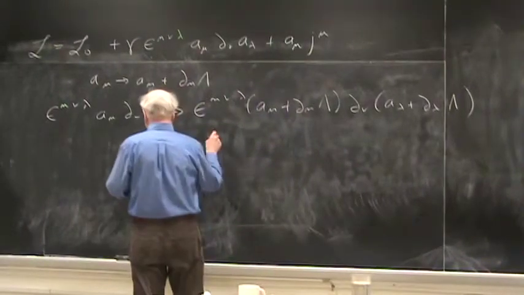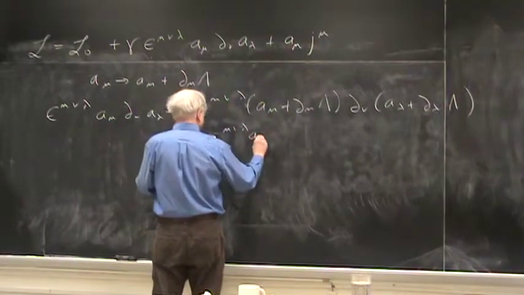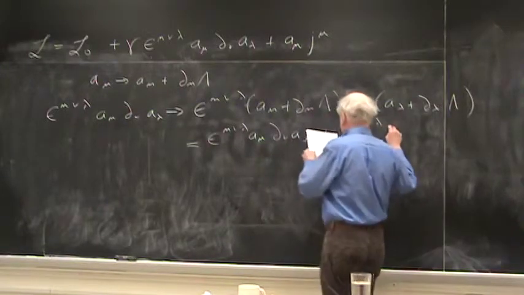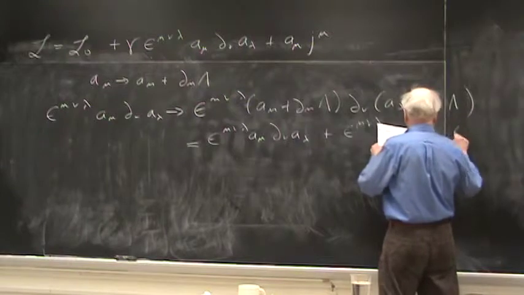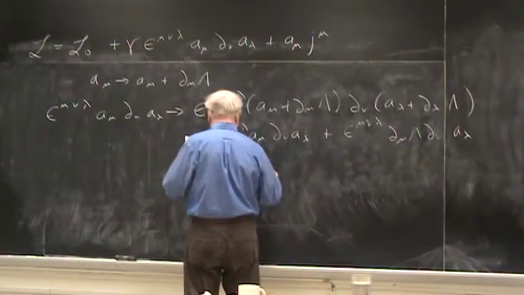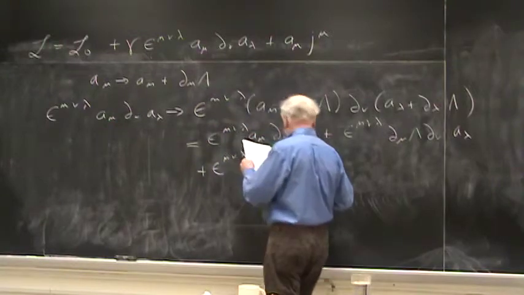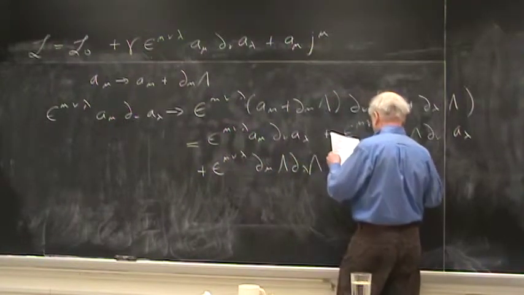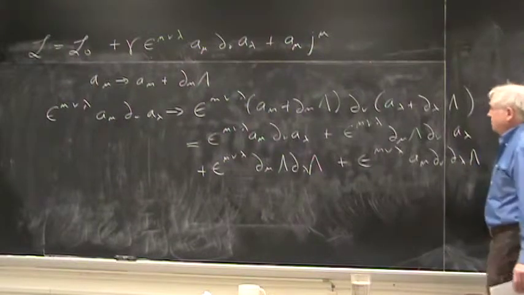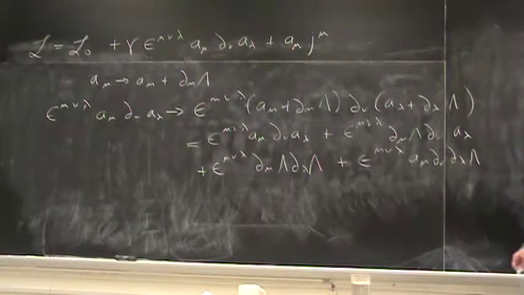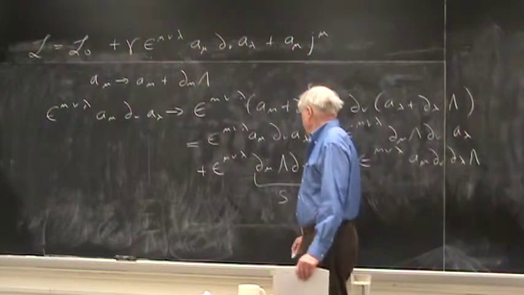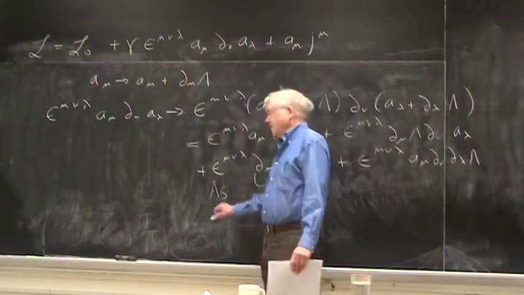Now this is the original term, plus a term that's slightly different, and then two other terms. Okay, so these are the other two terms that occur. Now, these other two terms are identically zero. The reason is that this is symmetric in mu and lambda, and this is anti-symmetric in mu and lambda.